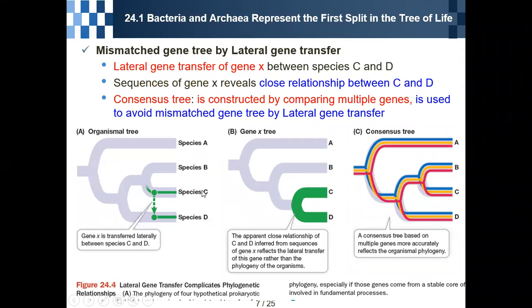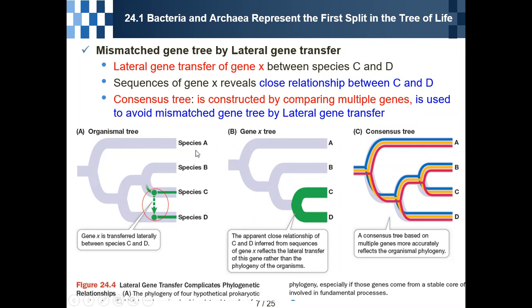For example, between species C and species D, gene X is laterally transferred from species C to species D. After that, it made another gene tree. Sequences of gene X reveal a close relationship between C and D. So a mismatch happens. That's why people use a consensus tree.